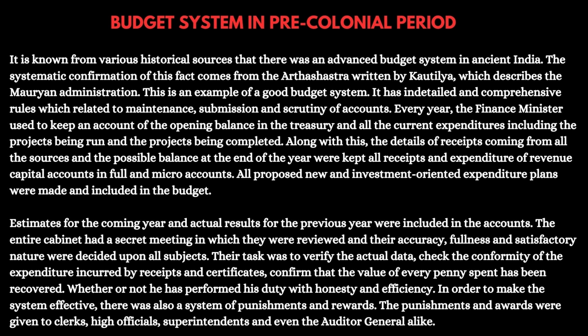The entire cabinet had a secret meeting in which the accounts were reviewed, and their accuracy, fullness and satisfactory nature were decided upon on all subjects. Their task was to verify the actual data, check the conformity of the expenditure incurred with receipts and certificates, and confirm that the value of every penny spent had been recovered, and whether or not the officer had performed his duty with honesty and efficiency. In order to make the system effective, there was also a system of punishments and rewards. The punishments and awards were given to clerks, high officials, superintendents, and even the auditor general alike.